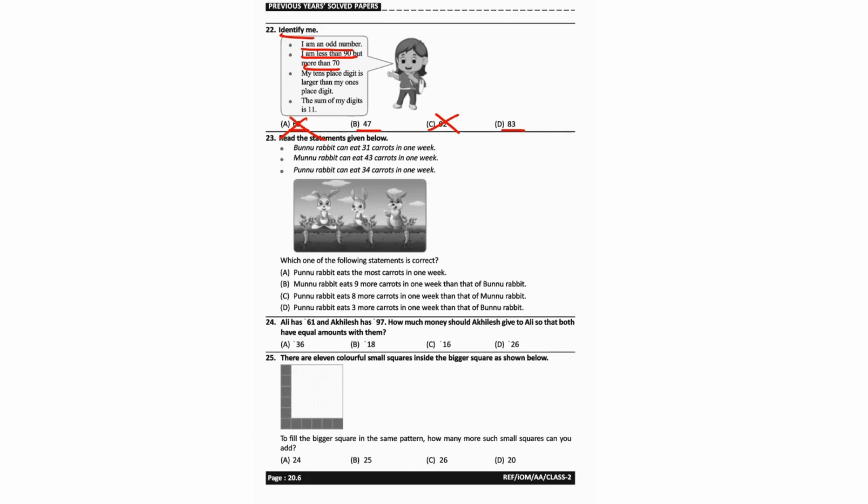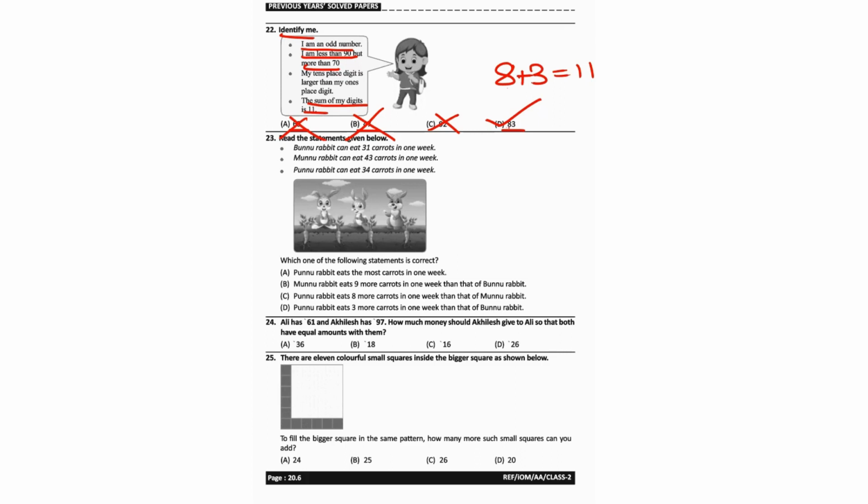No. 47, is it more than 70? No. So what is the only option left? 83. Hence, that's my answer. Okay. And if you check this statement, my tens place is larger than ones place. Yes, this is larger because ones place you have 3 and tens place you have 8. So tens place is larger now. And sum of the digits is 11. Yes, if you add 8 and 3, that gives you 11. So all the situations are fulfilled. Hence, 83 is my answer.